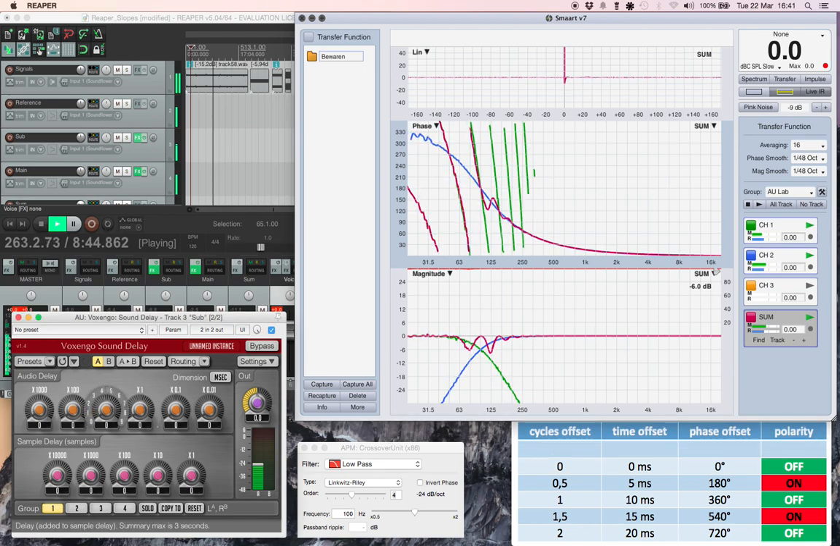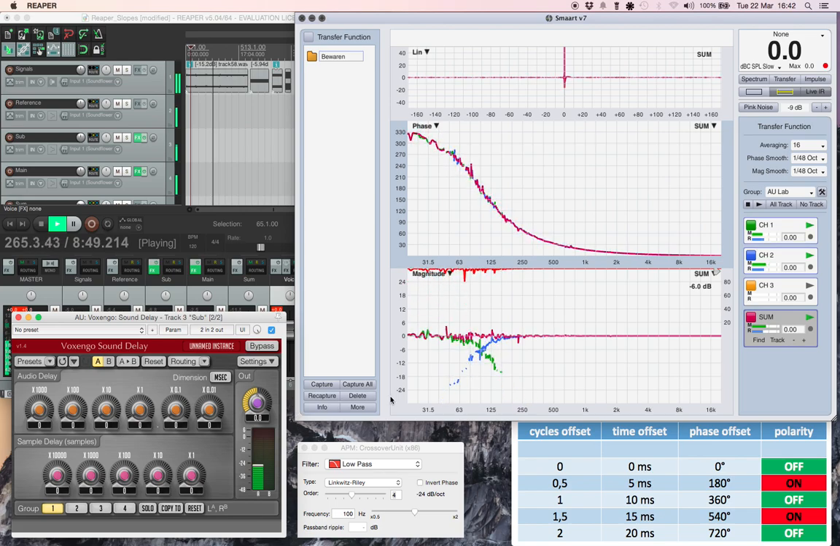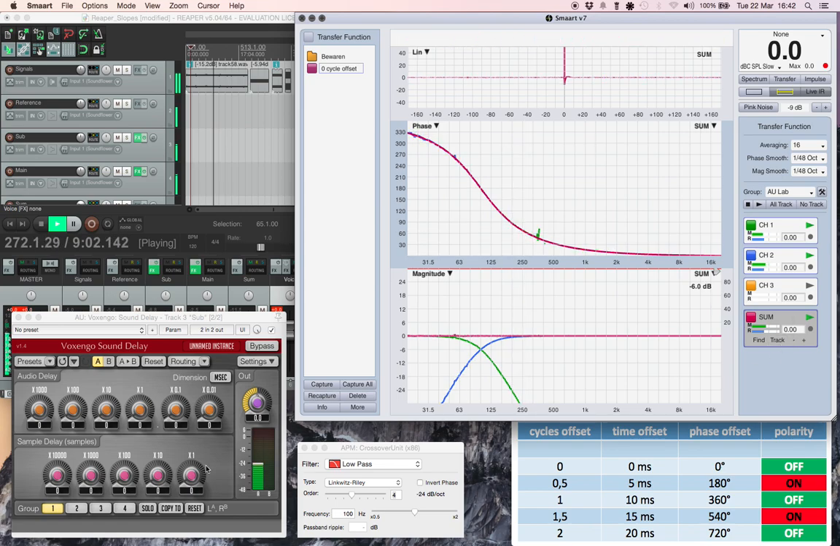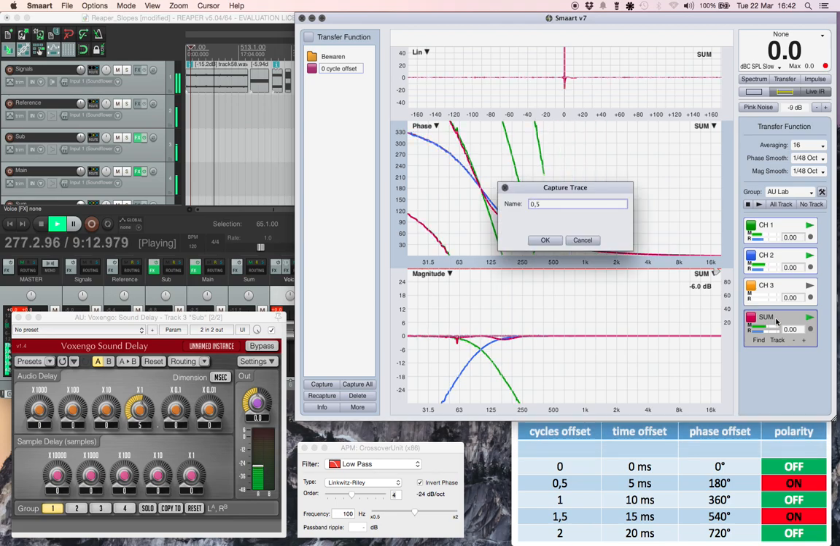So let's go back to the textbook example where we have overlapping phase traces with matched slopes. Let's store this guy and call it 0 cycles offset. Then let's go to half a cycle polarity inverted, which is also in phase but half a cycle apart. Let's store it as half a cycle offset.